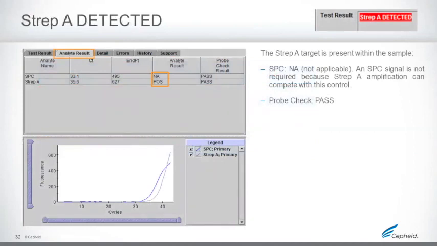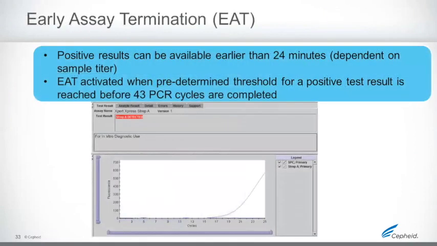Strep A detected. In this example, Strep A target is detected. The SPC is reported as NA or not applicable. And the probe check passed. As you may remember, this assay does use the early assay termination feature. Positive results can be available earlier than 24 minutes, dependent on the sample titer.